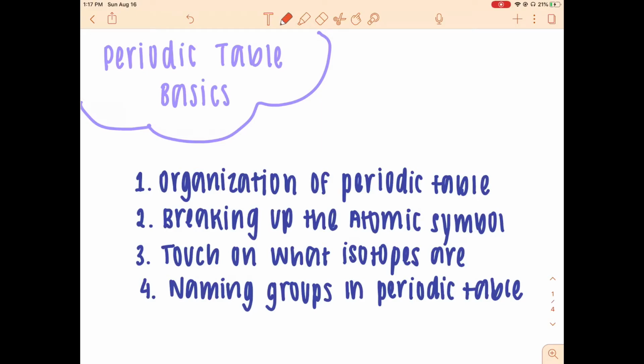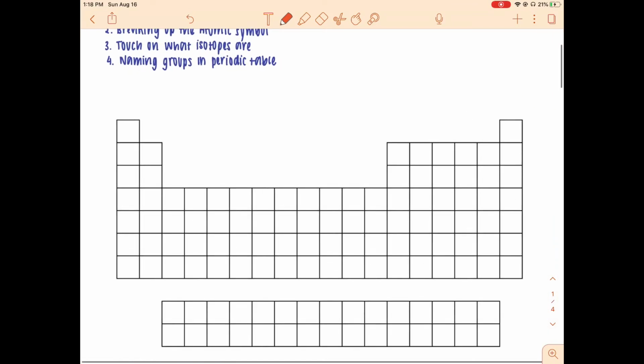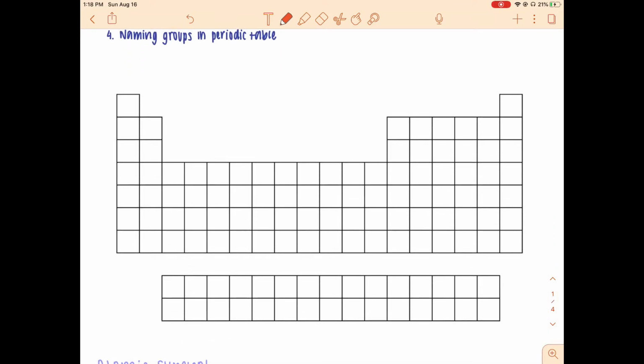So today we're going to be talking about the basics of the periodic table. To give you a general idea of what we'll be going through, we'll start off by talking a little bit about the organization of the periodic table, throw out some terms that you might hear, a little bit about breaking up the atomic symbol and the little terms, touching on a little bit of what isotopes are, the different notations for elements, and then we'll wrap it all together by naming the groups in the periodic table. So just to start off, we have a blank periodic table right here.